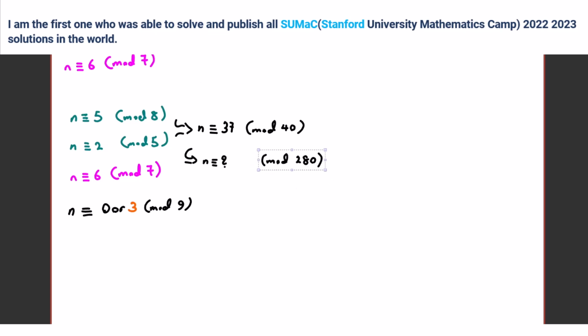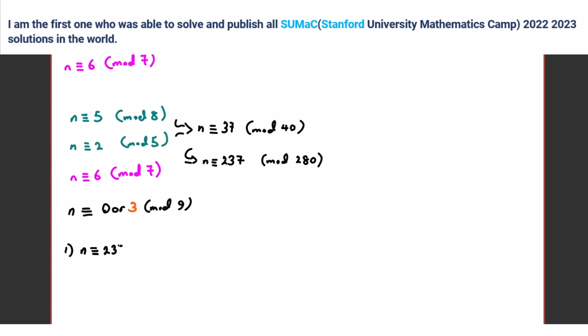237, you said? Yeah. Okay, so let's check. 237 mod 40 is 37, that's correct. Mod 7 is 6, correct. Yes. What was your approach? You said 40k plus 37? Yeah. Exactly. Now for this one, because mod 9 is 0 or 3, we should consider two cases, right?